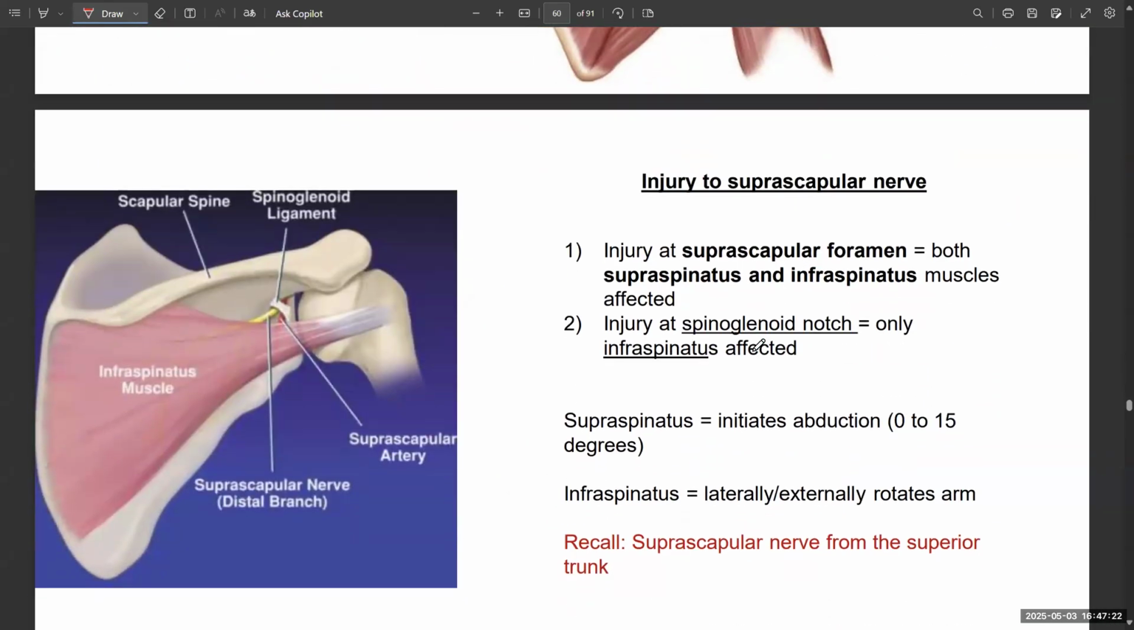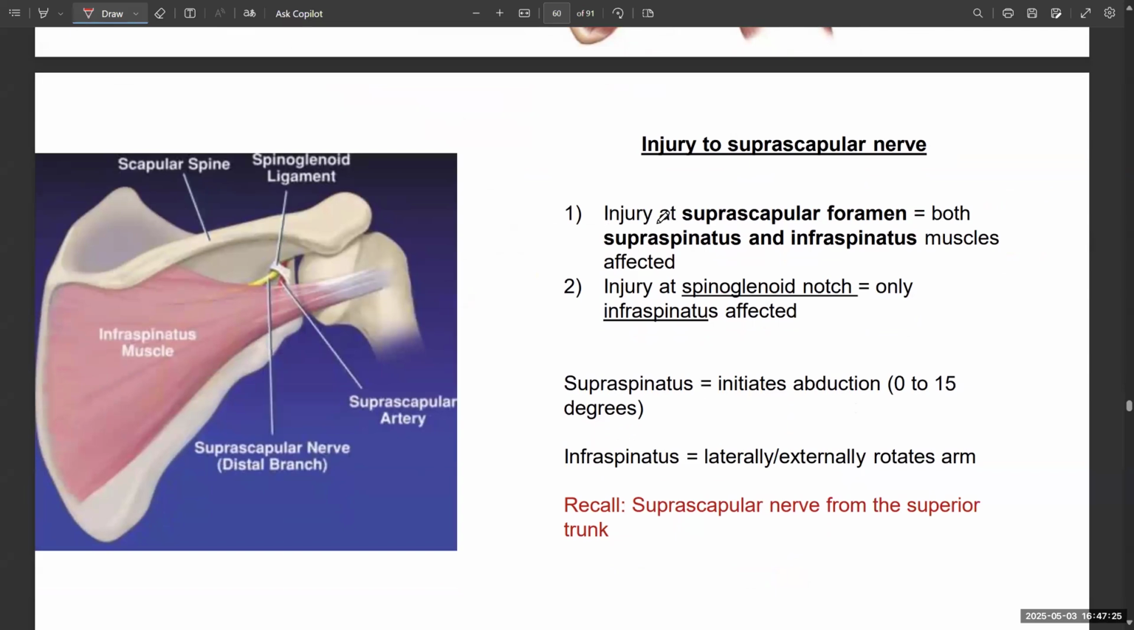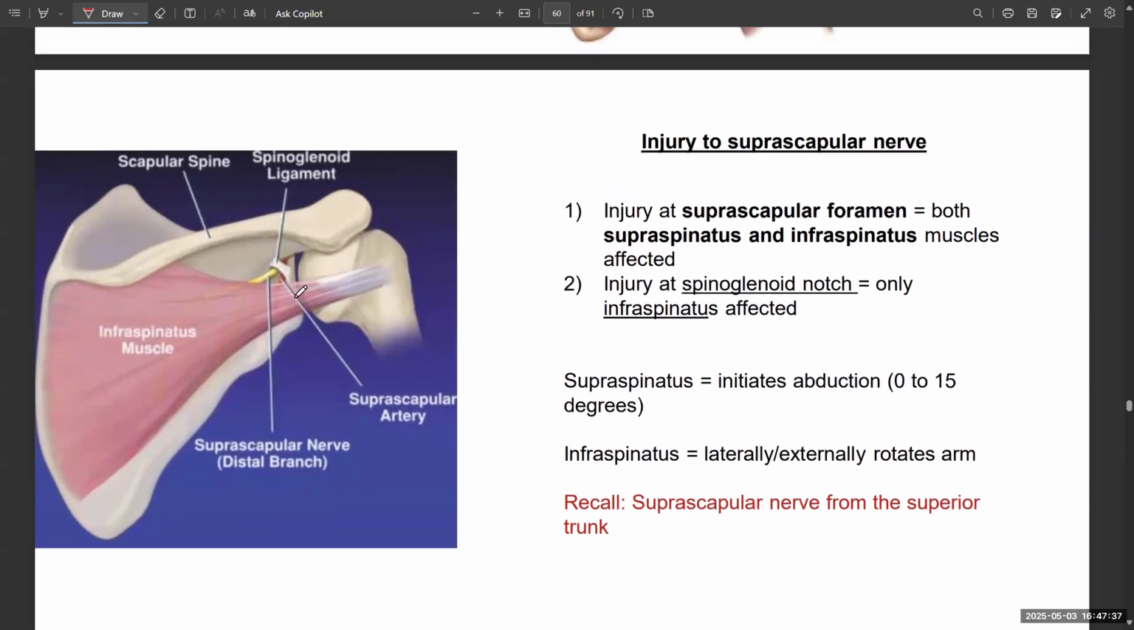Okay, this is in text. Injury at the suprascapular foramen equals both supraspinatus and infraspinatus muscles affected. Injury at the spinoglenoid notch is only infraspinatus affected. Now let's look at the functions. The supraspinatus initiates abduction from 0 to 15 degrees. So if you have somebody standing and their arm is by their side, and you want them to move their arm away, abduction, so 0 to 15 degrees is supraspinatus. And then infraspinatus is basically externally rotating the arm. So if you have an arm and you want to move it externally rotated, that is infraspinatus. I hope that this is clear.